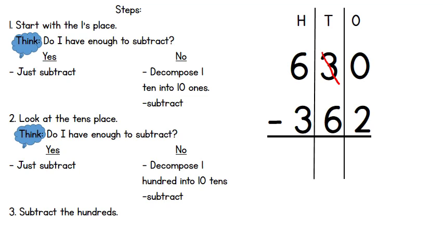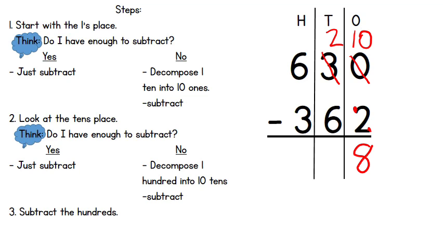If I take 1 ten from 3 tens, I'm going to have 2 tens. If I add 10 to nothing, I have 10. Now I can subtract. 10, 9, 8. 8 is the difference in my ones place.